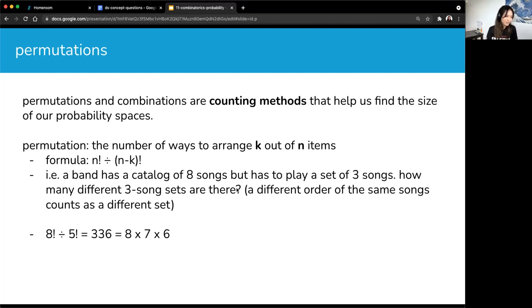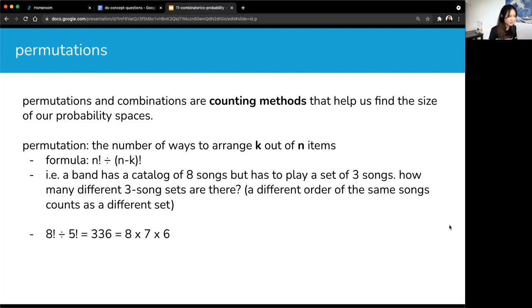Here specifically, you see that a different order of the same songs counts as a different set. So if I play 1, 2, 3, that counts as one set. If I do 2, 1, 3, that actually counts as a different set. So based on this, how can we find the number of sets this band can have?